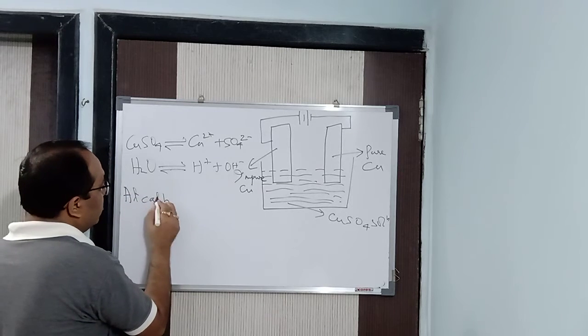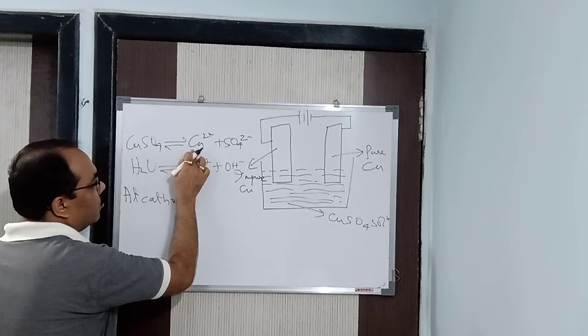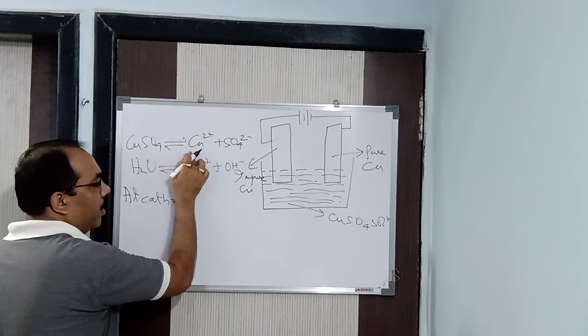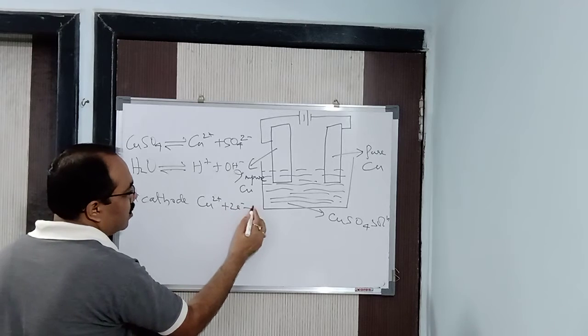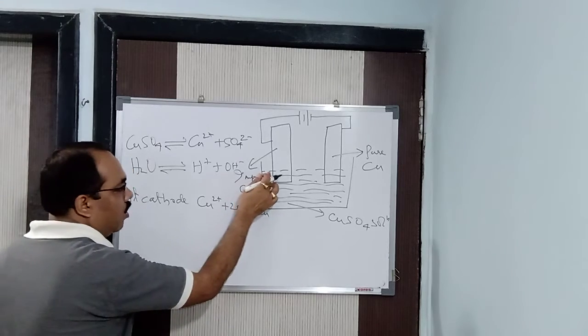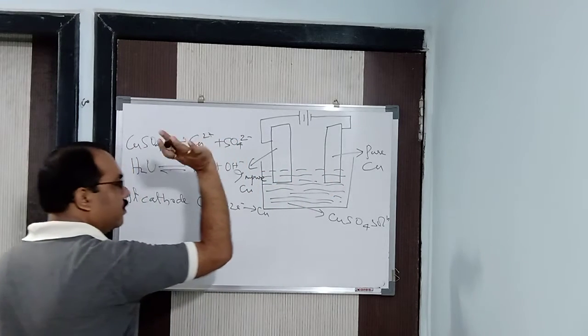At the cathode, copper is going to go, because if you compare copper and the H+ ion, copper is below the H+ ion in the electrochemical series. So, Cu2+ + 2e- gives Cu. So, copper gets deposited at the cathode.